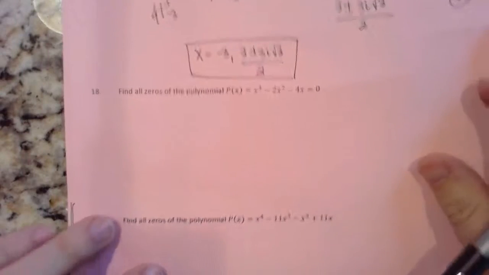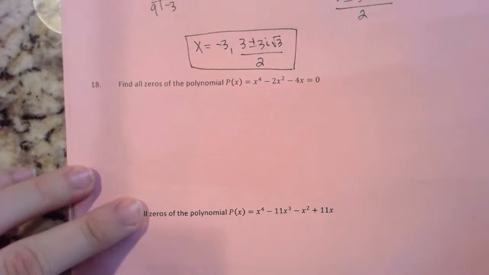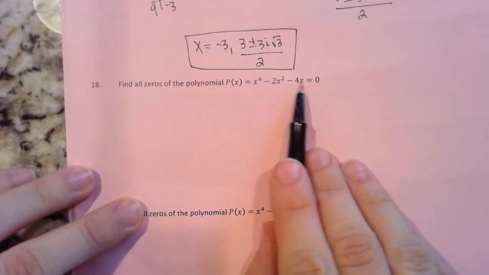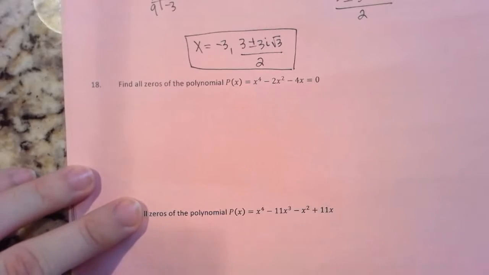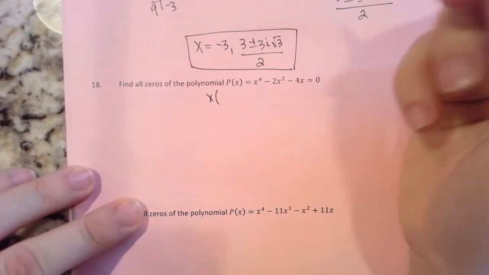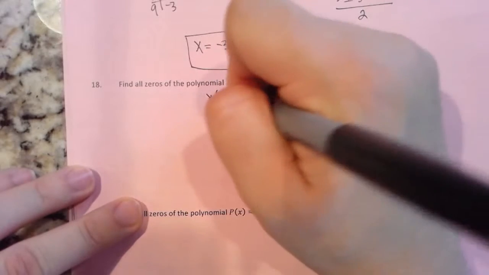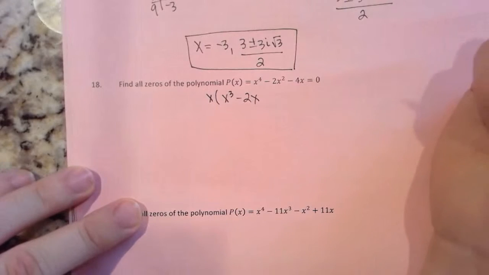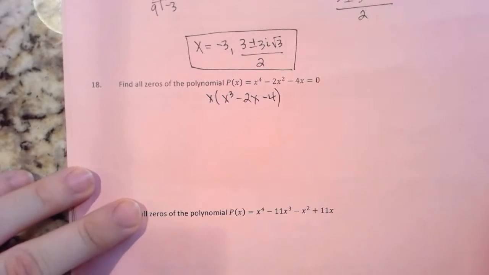All right, 2 more. Find all zeros of the equation. Now I'm going to have 4 this time. But first, before I even start, I notice that each of those terms have an x in it. So let's pull out an x. X cubed minus 2x minus 4.